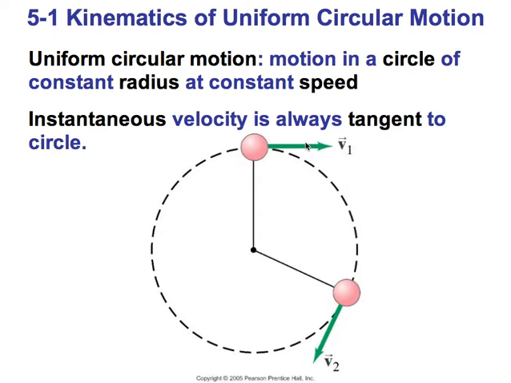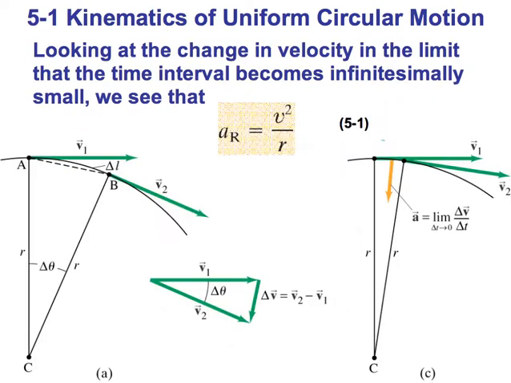Okay, here is the big idea. Uniform circular motion. What is it? Motion in a circle of constant radius at a constant speed. So, if you're spinning a ball on a string, the ball is moving in a circle. The radius of that circle is staying the same. Our speed is constant, but our velocity is constantly changing because the direction of our motion is changing. But in uniform circular motion, the velocity vector is always tangent to your circle. So that's uniform circular motion.